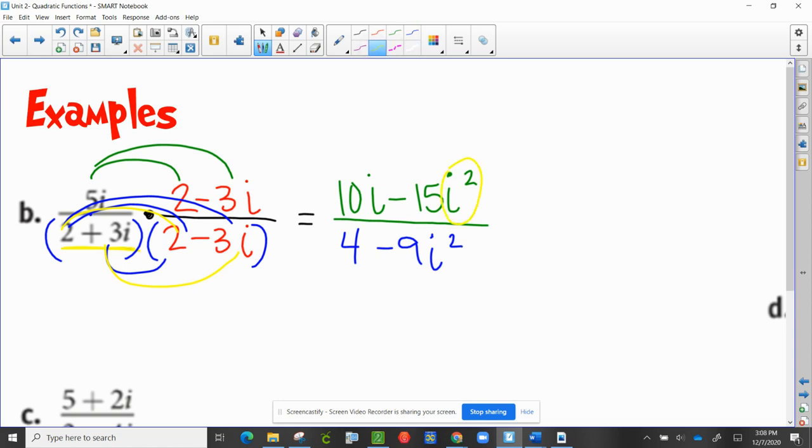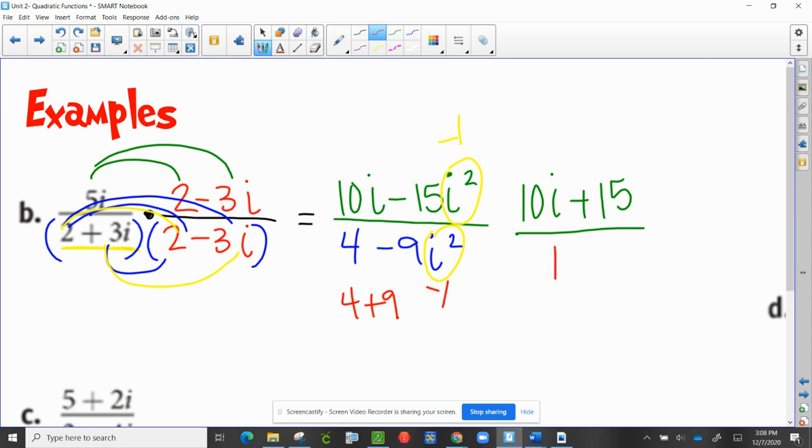Okay, so in both of these, we have some i squareds here. i squared always changes to a negative 1. So on top, if I have negative 15 and then a negative 1, that's going to give me a positive 15. So plus 15 up here. On the bottom, that i squared turns to a negative 1, so same thing. That becomes 4 plus 9 on the bottom. 4 plus 9 is 13. Now that there's no more i in our denominator, that's how we know we are done with the problem.